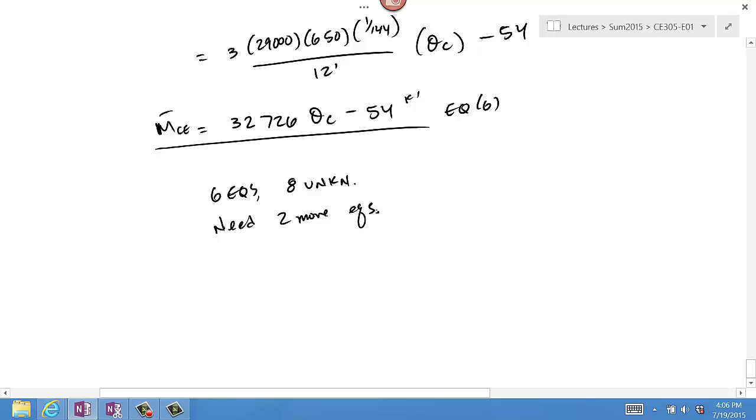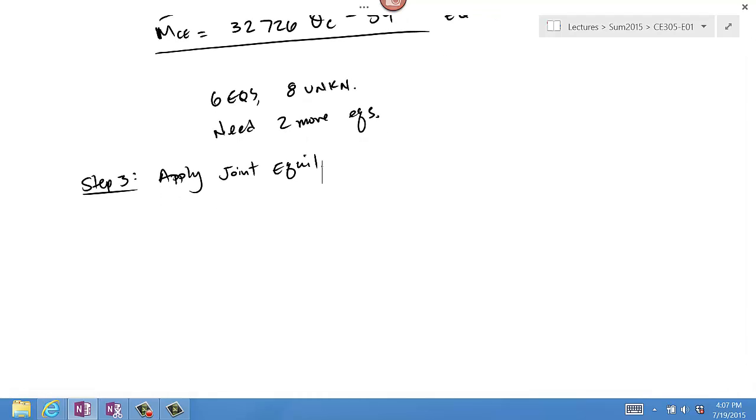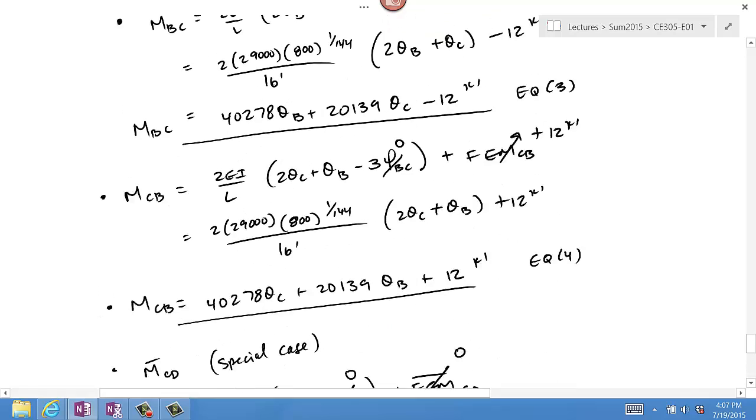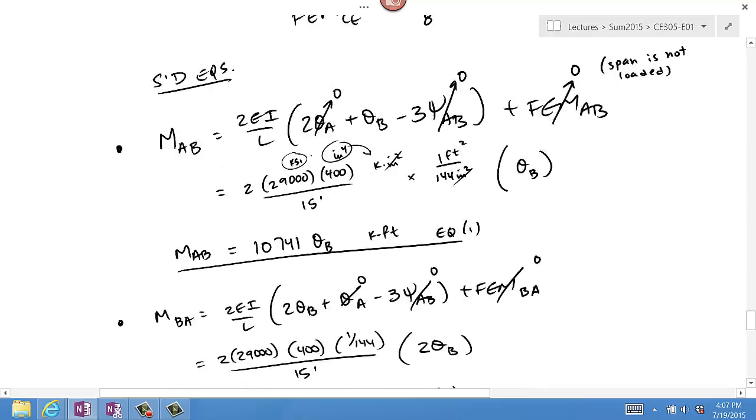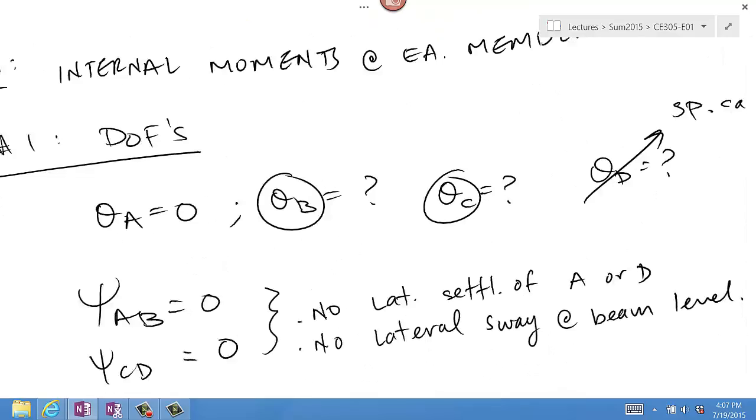And how do we get these? Well, we're going to use joint equilibrium. So step 3, apply joint equilibrium. So, what are the 2 unknowns? The unknown degrees of freedom are theta B and theta C.